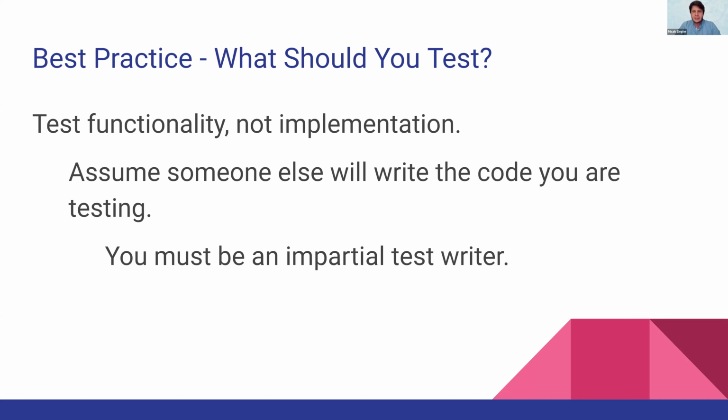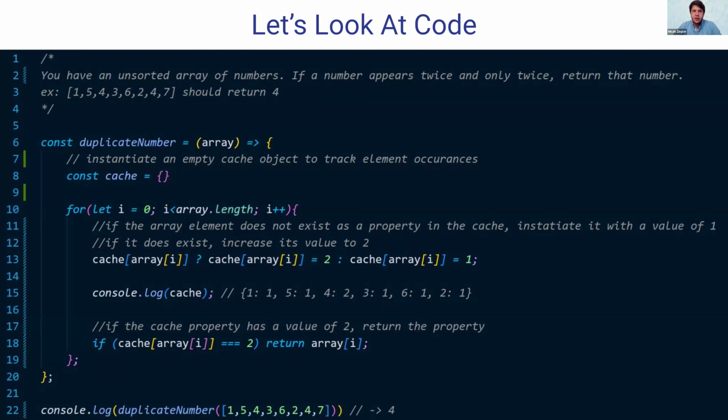So let's take a look at an example. Here's a simple algorithm. You have an unsorted array of numbers. If a number appears twice and only twice, return that number. Okay, that's pretty simple, pretty straightforward. So let's declare a function and we'll instantiate an empty object for our cache. And we use a for loop to iterate through our array and a ternary to put those elements into our cache with a value of 1 or 2. And then we return the array element that has a value of 2 in the cache.